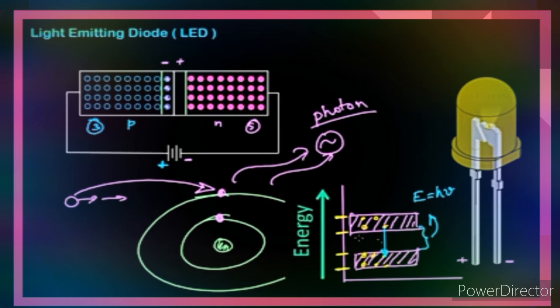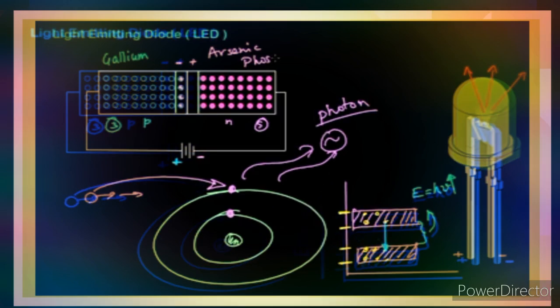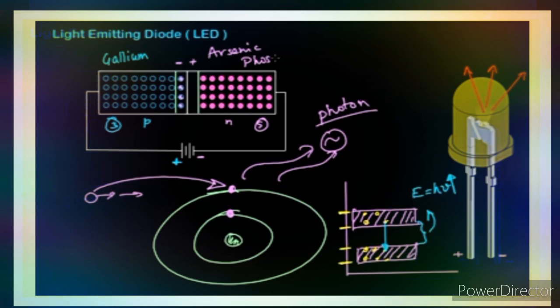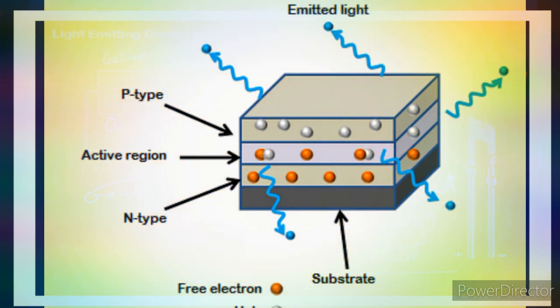The construction of the light emitting diode. In the construction of an LED, there are three semiconductor layers or substrates: the p-type semiconductor, the n-type semiconductor, and an active region. The active region is present between the n-type and p-type semiconductors.